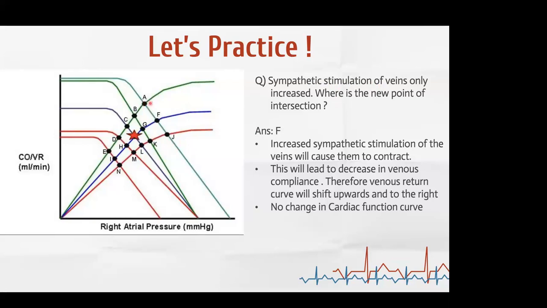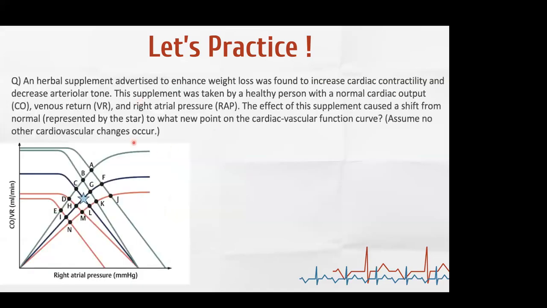So yes, someone said A, which is the correct answer. We were here, but since now we said that the sympathetic stimulation is also to the heart, we did increase the contractility this time, and we also decreased the venous compliance. So we go over here, which is the cardiac function curve where the contractility increased, and the venous return curve where the venous compliance decreased.